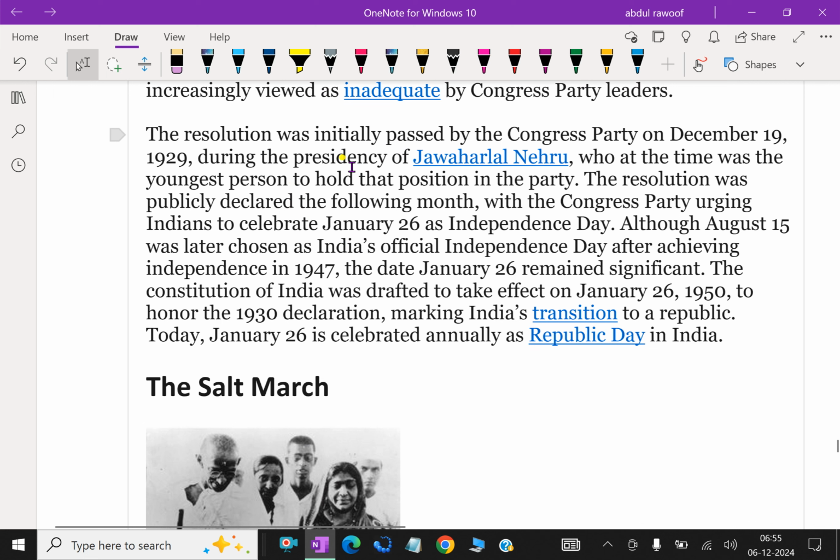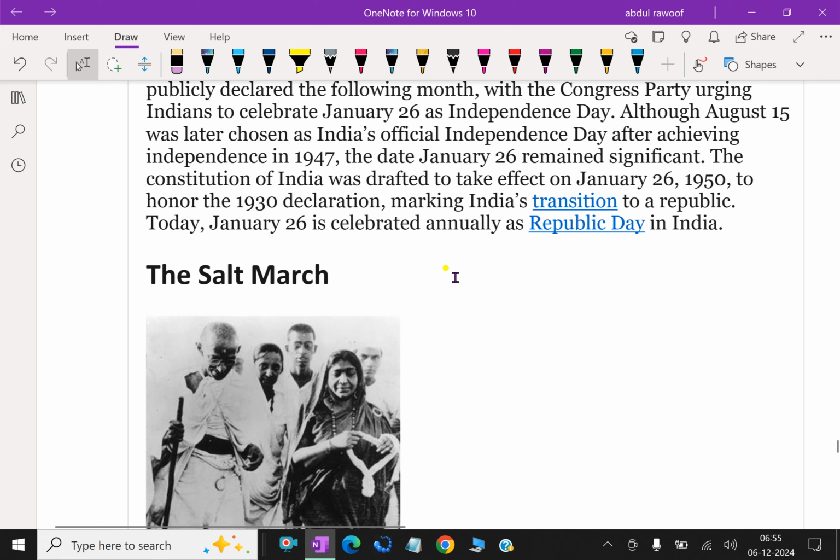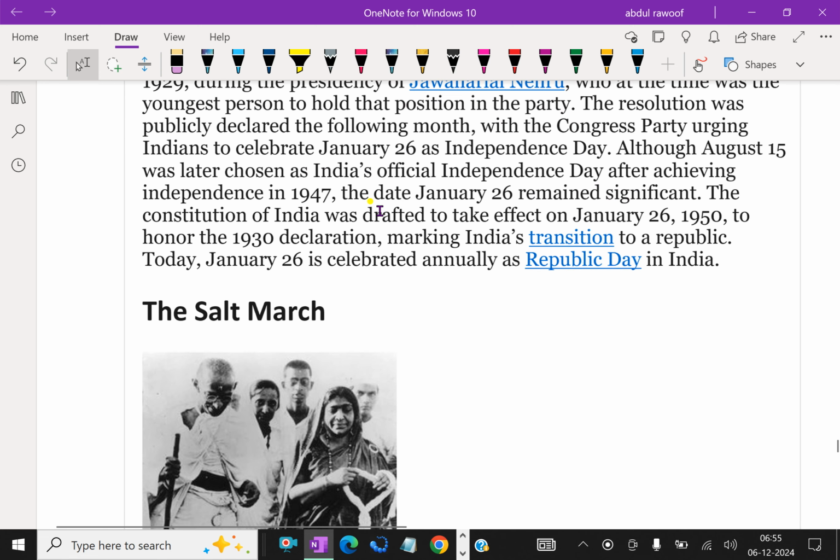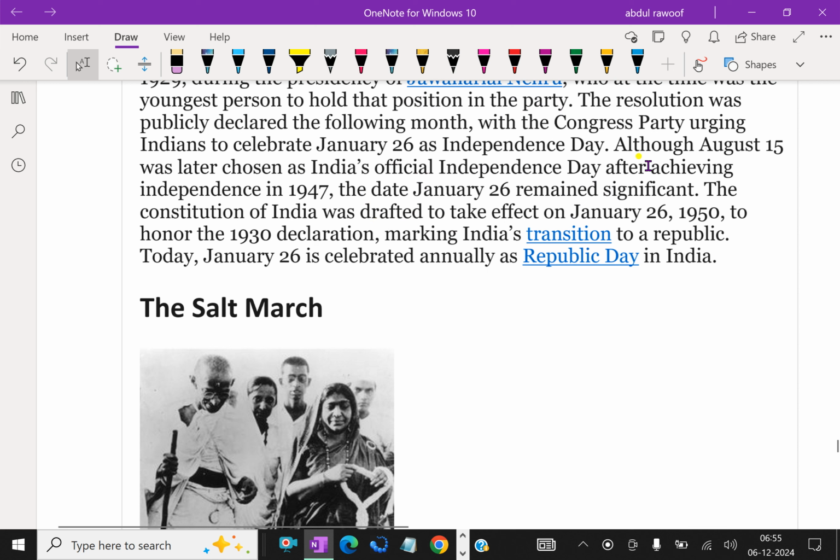The resolution was initially passed by the Congress Party on December 19, 1929, during the presidency of Jawaharlal Nehru, who at the time was the youngest person to hold that position in the party. The resolution was publicly declared the following month, with the Congress Party urging Indians to celebrate January 26 as Independence Day, although August 15 was later chosen as India's official Independence Day after achieving independence in 1947.